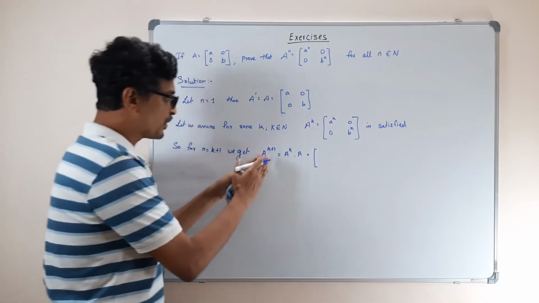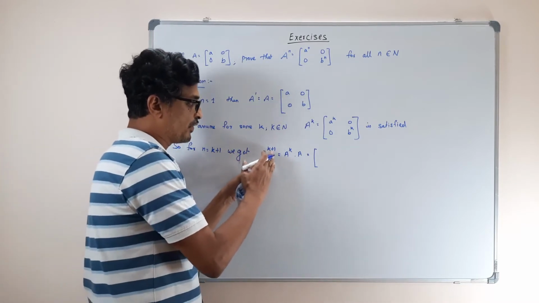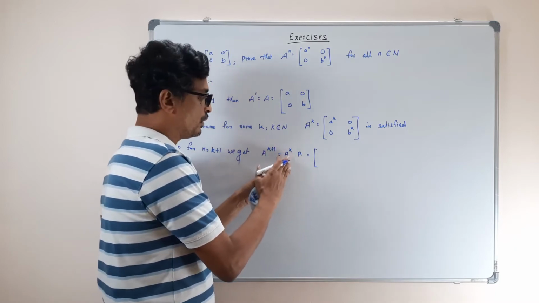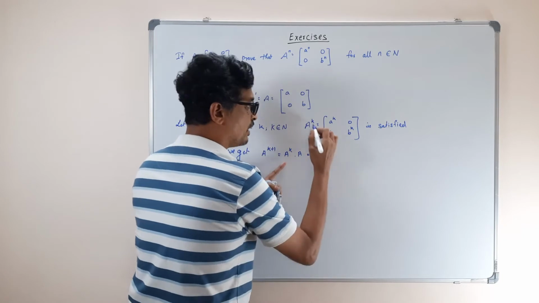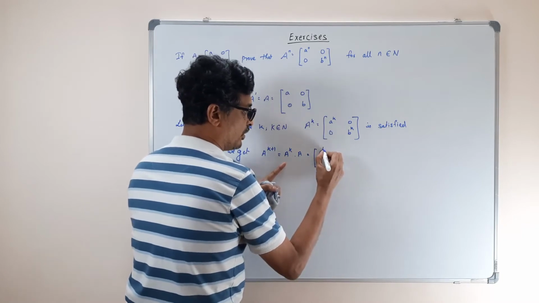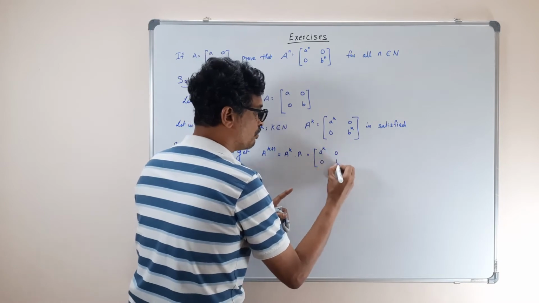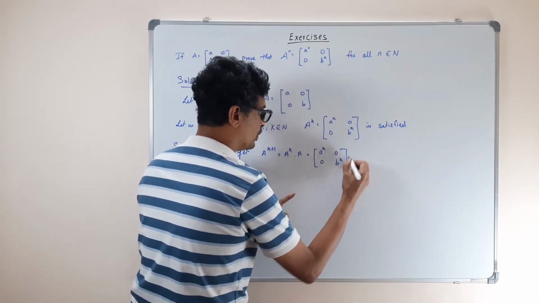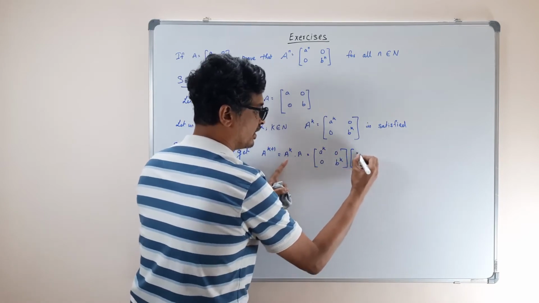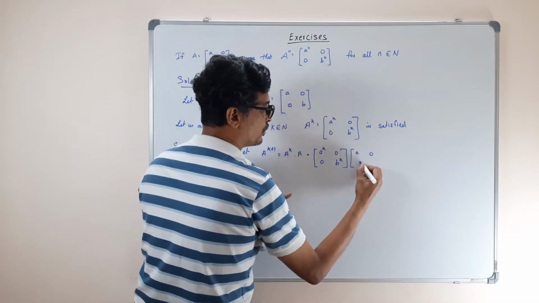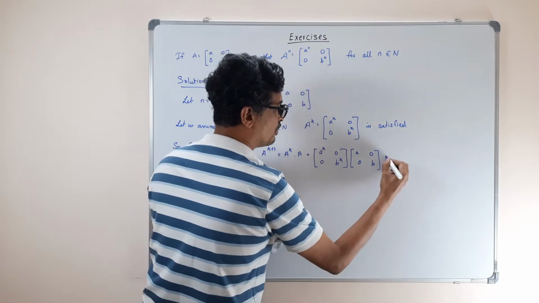So when I put k plus 1, A to the power of k plus 1 is nothing but A to the power of k into A, correct? So what is A to the power of k? This is the same, right? We already assumed this is working: A power k 0 0 B power k. If you have doubt, you ask me. Into A, correct? A is given already: A 0 0 B. Tell me what this will be?